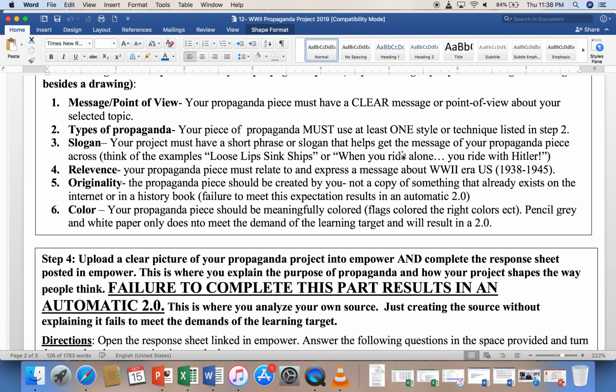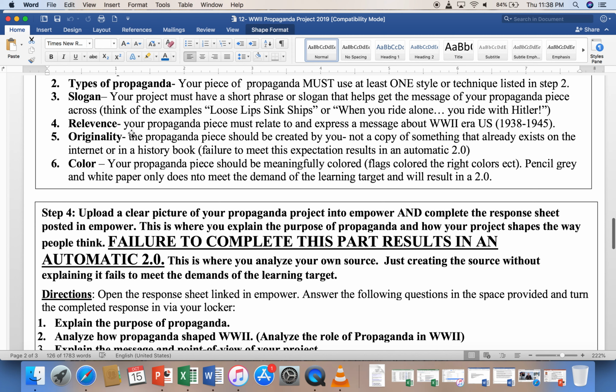And again, I'll show you some student examples so you can see what those look like. Next up is relevance. Your propaganda piece must relate and express a message about World War II. You can't just randomly draw something and turn it in and say, oh, I did a piece of propaganda. You have to relate it specifically to World War II, but there is some freedom in how you can do that.